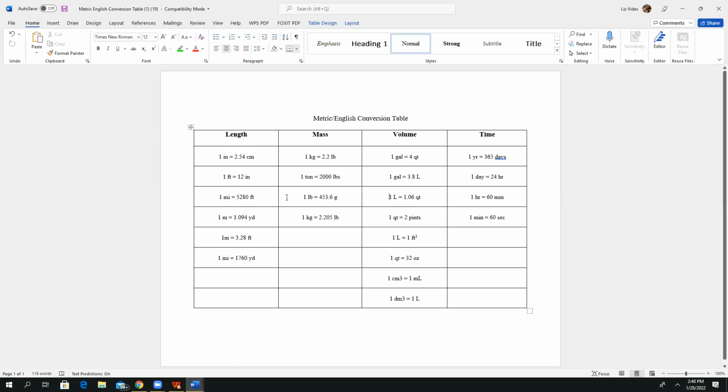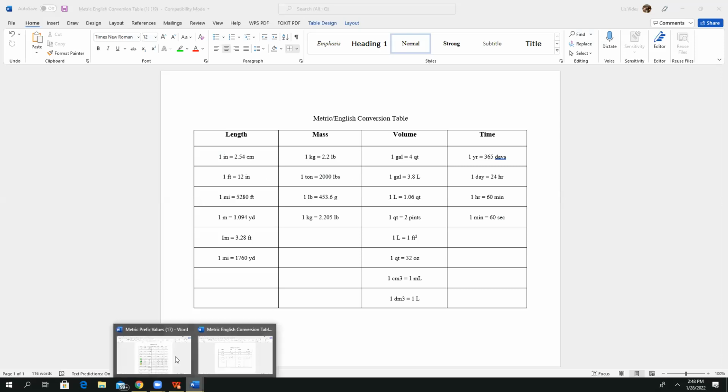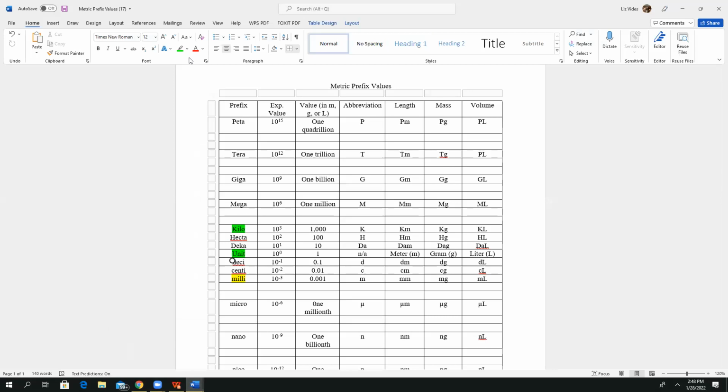And no, not that one. Sorry, wrong one. I'm going to go here. All right, so I'm going to make that one a different color even. Let's see. Let's make it a pink. Okay, so we're going from meters, which is our unit, to centimeters, which is right here.